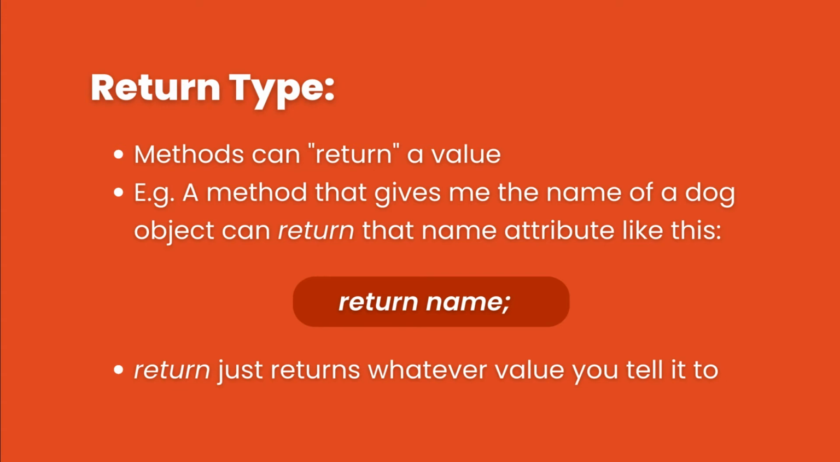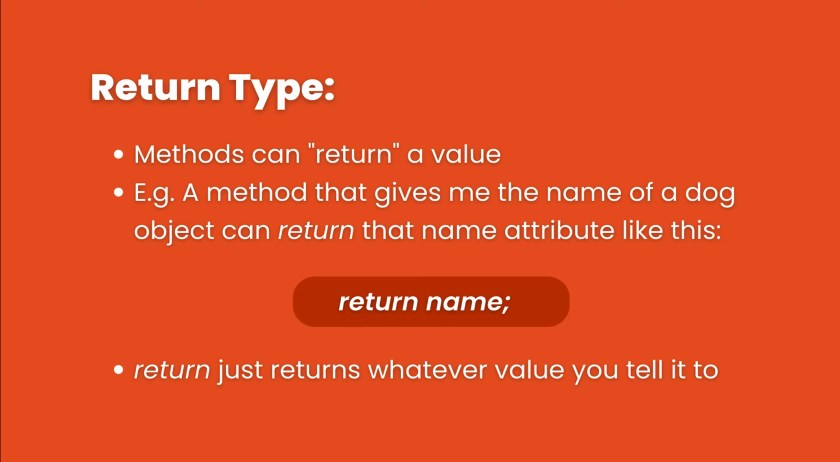This is where the return keyword comes in. The method can literally just say to return the name of the dog. And then, whenever I call this method on a dog object, I will get that dog object's name. The return keyword is self-explanatory, as it says in the name, that it basically just returns whatever value you tell it to. We will look at examples of using the return keyword in the next video. But back to the syntax.